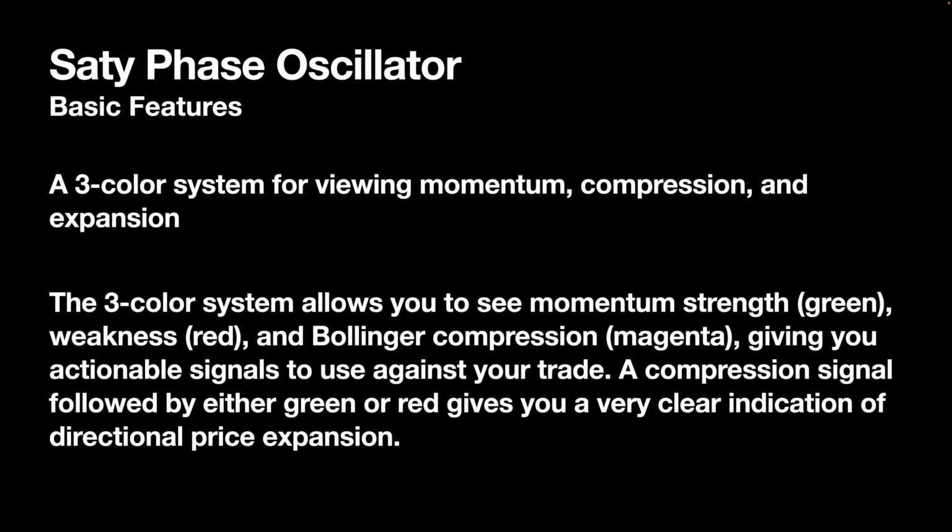So the final piece then is a 3-color system for viewing momentum, compression, and expansion. And that's on the oscillator itself. The 3-color system allows you to see the strength, the weakness, and Bollinger compression, and then gives you actionable signals to use for your trade. The compression signal specifically, when you see that it's followed by either green or red, can give you a very clear indication that there's going to be a directional move, and there's going to be expansion in the direction that you're looking for, taking the trade in.